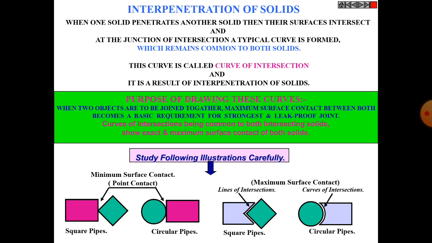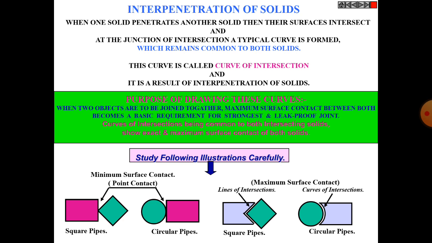So next, what is the purpose of intersection of solids? The purpose is, when two objects are to be joined together, maximum surface contact between both becomes a requirement for strongest and leak proof joints. Next, the curves of intersection, being common on both intersecting solids, show exact and maximum surface contact on both solids.